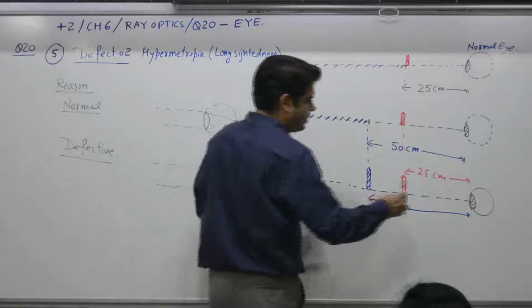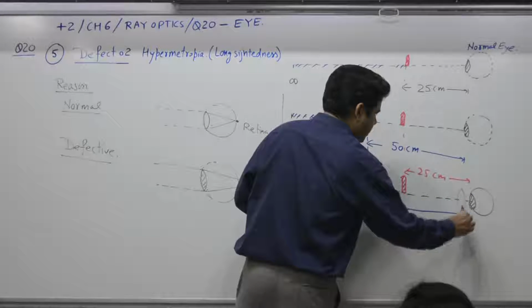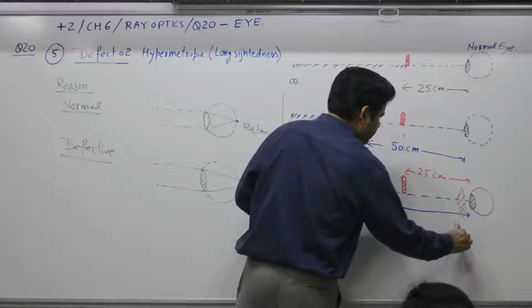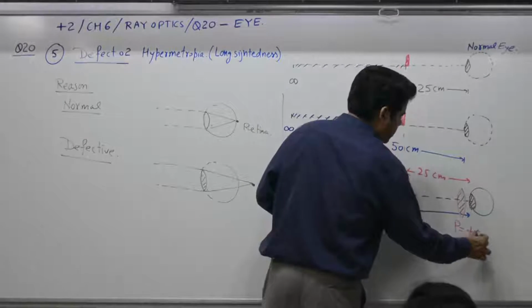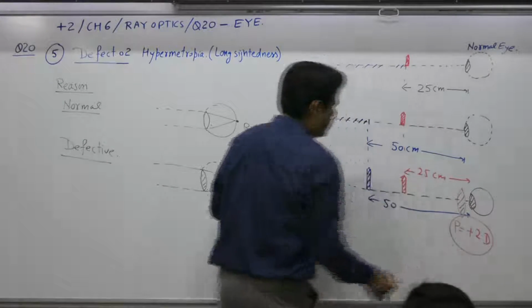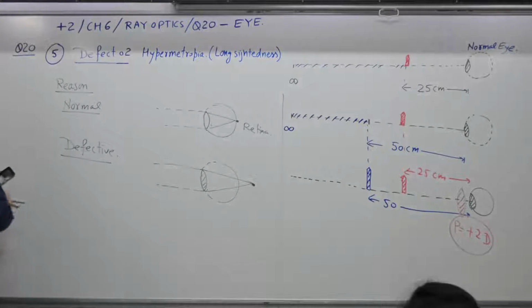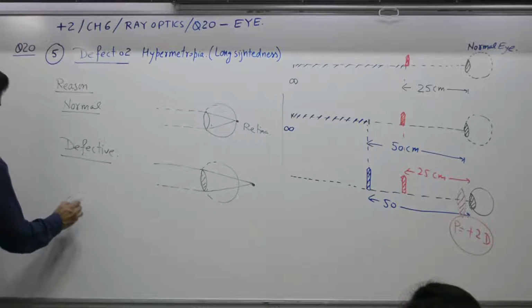Yes. Power was plus. So you place a converging lens. In the previous question, power was equal to what? Last one. Corrected eye.